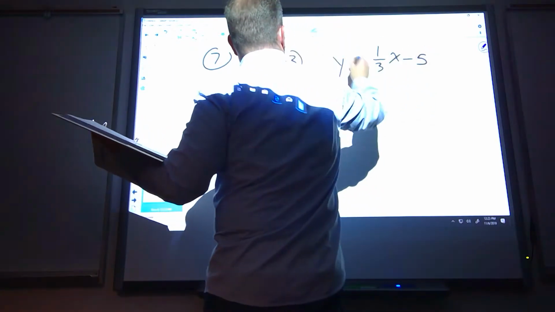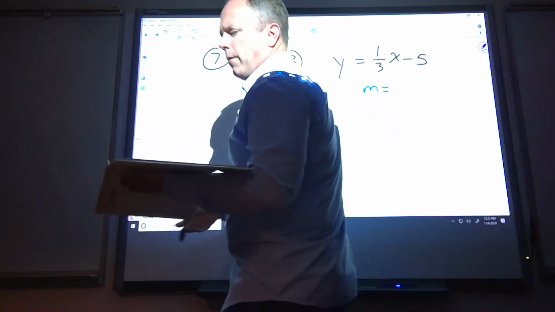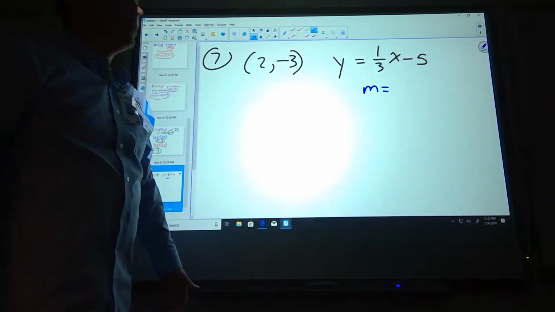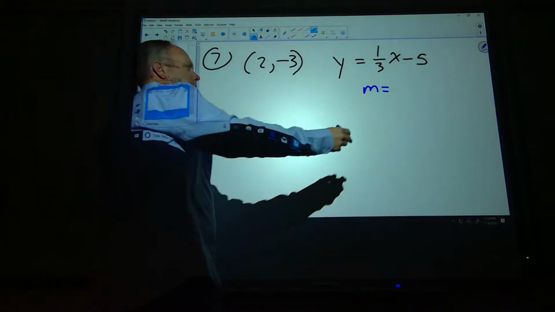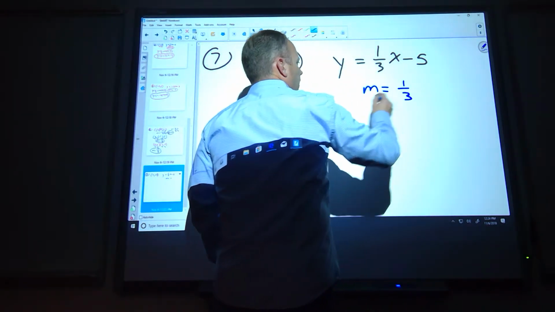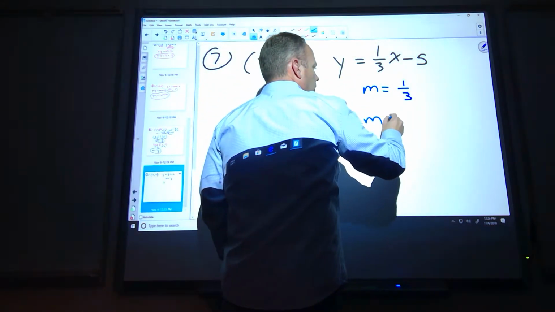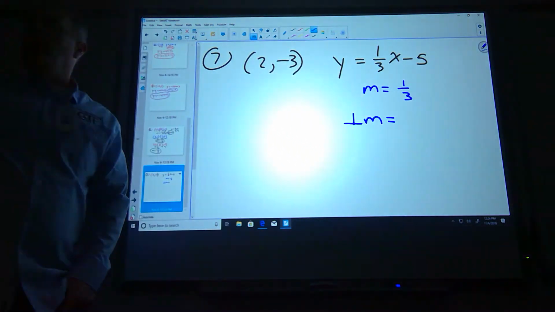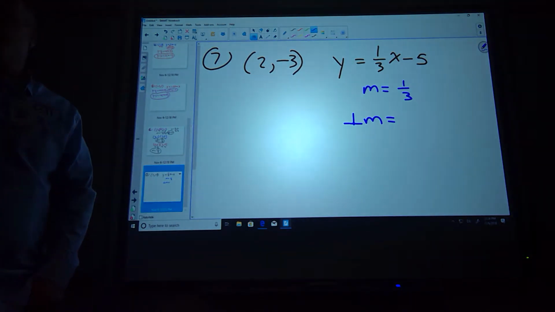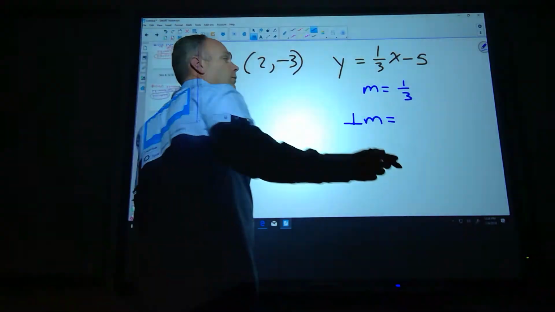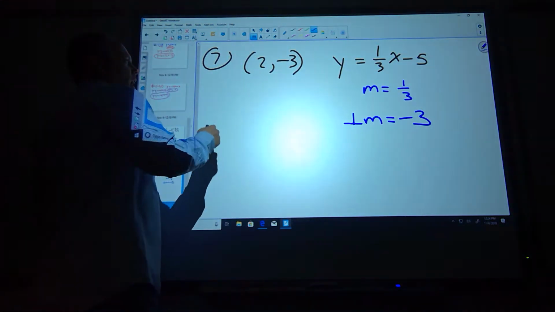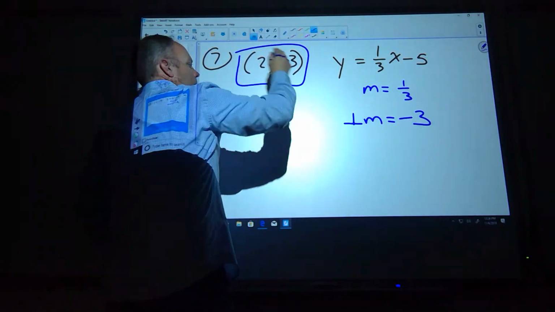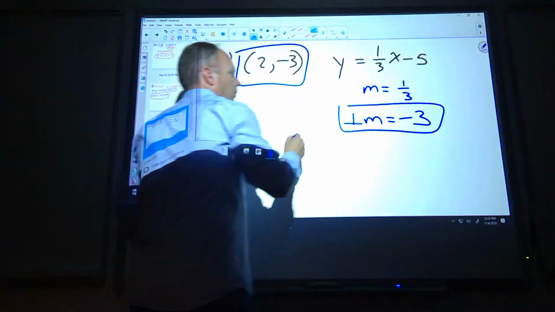So let's identify what the slope of this equation is right now. What's the slope of that equation? 1/3. Everyone feel comfortable with that? Yes. All right, so I want to find the perpendicular slope. Being that the original slope's positive, what does this slope have to be? Negative, and negative what? 3. -3. There it is.